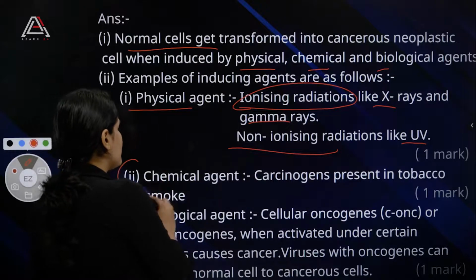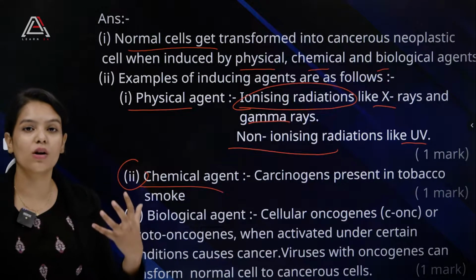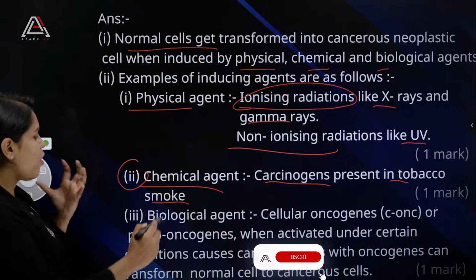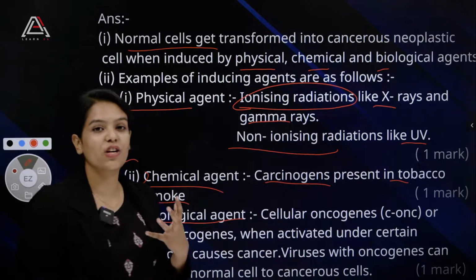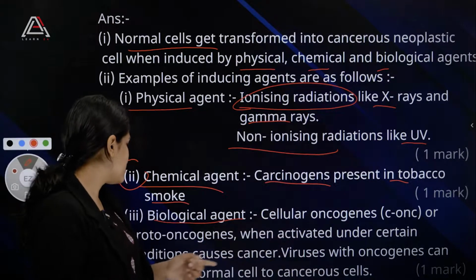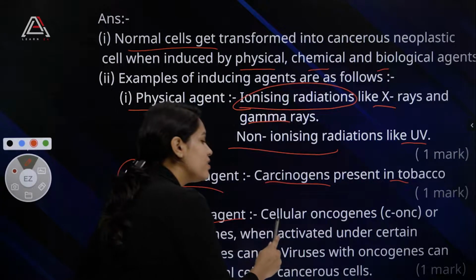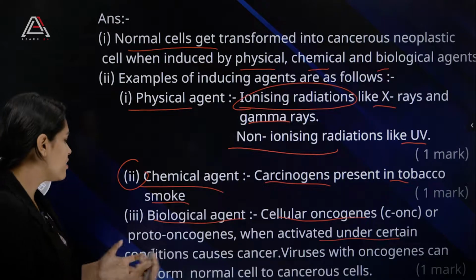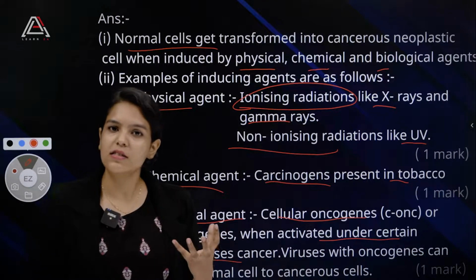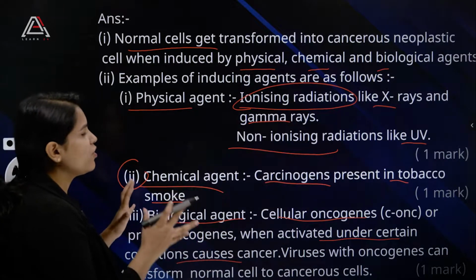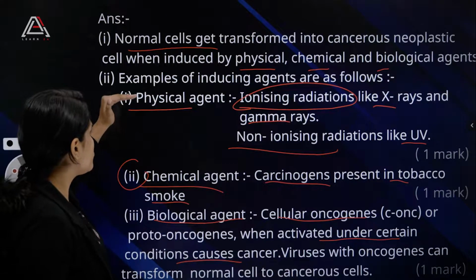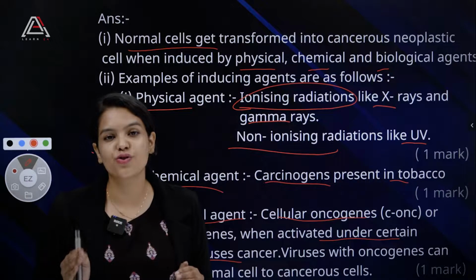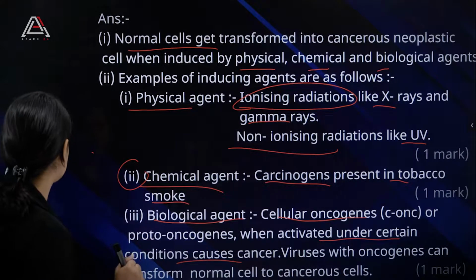And then the next part is about the chemical agents. What are those? Carcinogens, which are present in tobacco smoke. Then, talking about the biological agents, they are mentioning cellular oncogenes, proto-oncogenes. What does it do? It basically gets activated under certain conditions, which causes cancer. Perfect. You have to mention all of this. That is, you have to mention each of the 3 inducing agents and examples for each of them. So you will get the perfect 3 marks, right?